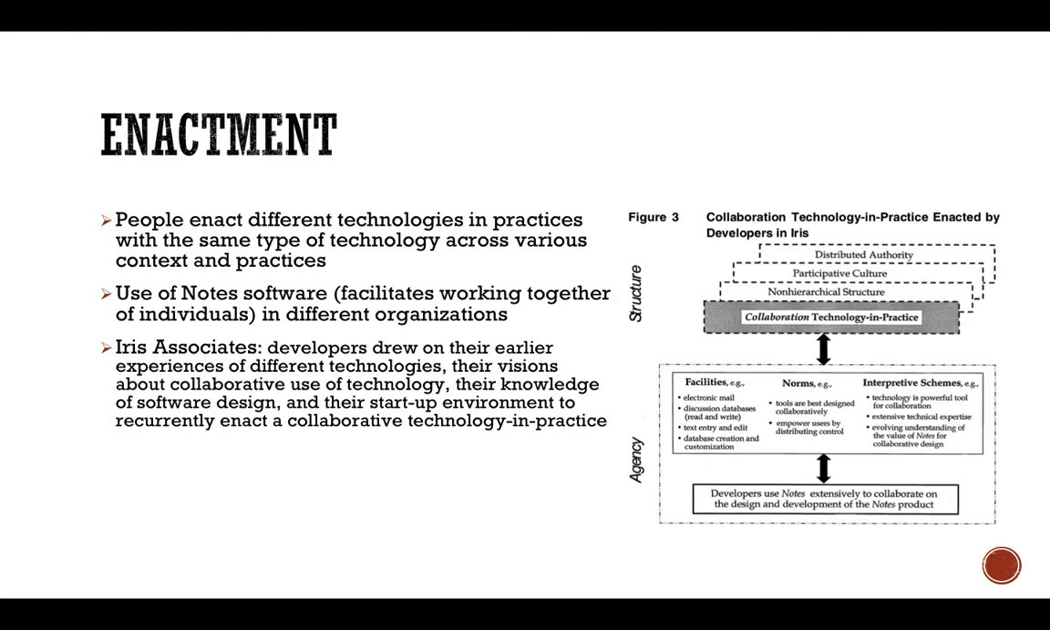So in the case of appropriation, the mention is about how technology is developed to be used for specific appropriate work, and enactment is such that people enact different technologies in practice with the same type of technology across various contexts and practices.